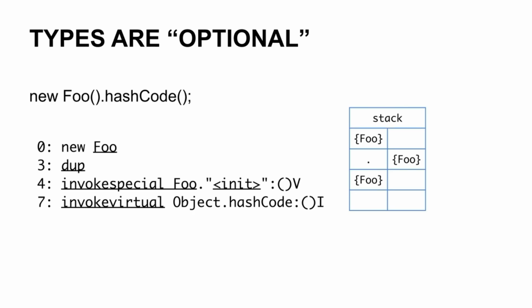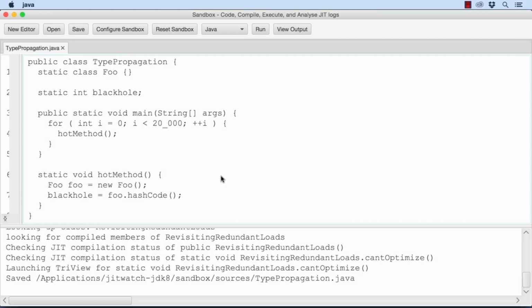Let's satisfy ourselves that the machine code really does turn out to be the same. As before, we'll use JITWatch's sandbox mode, this time looking at the type propagation example. Here, we are calling a hot method 20,000 times inside of a loop, and at first, we're assigning a variable foo inside of our hot method. To make sure that the hashcode call doesn't get eliminated, along with the construction of foo itself, we're going to store the value of hashcode into a black hole, borrowing an idea from JMH.